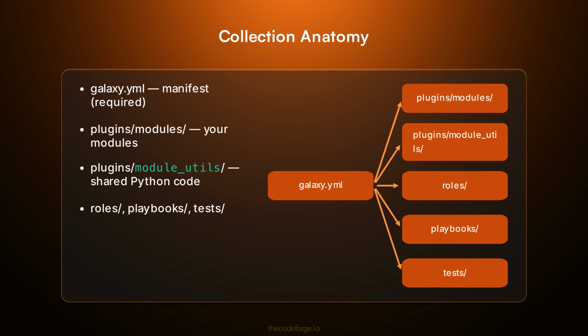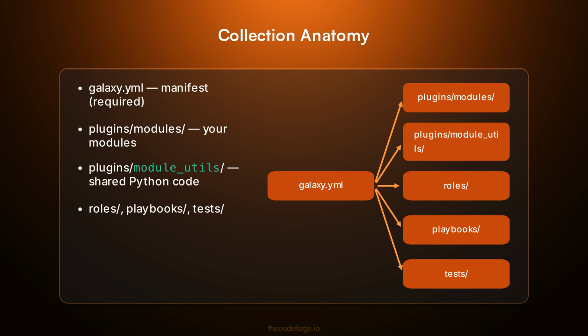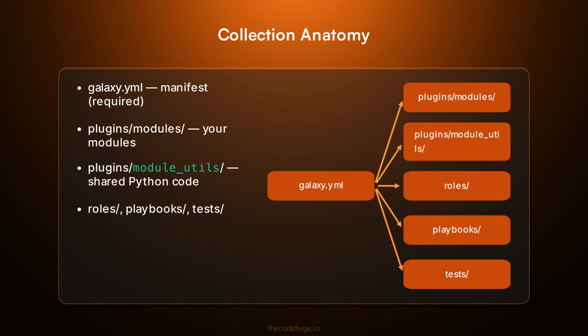A collection is just a directory with a specific structure. The galaxy.yml manifest is your metadata: namespace, name, version, dependencies. Modules live in plugins/modules/, roles in roles, playbooks in playbooks. The plugins directory also holds action plugins, filters, and more. Use module_utils for shared Python code.